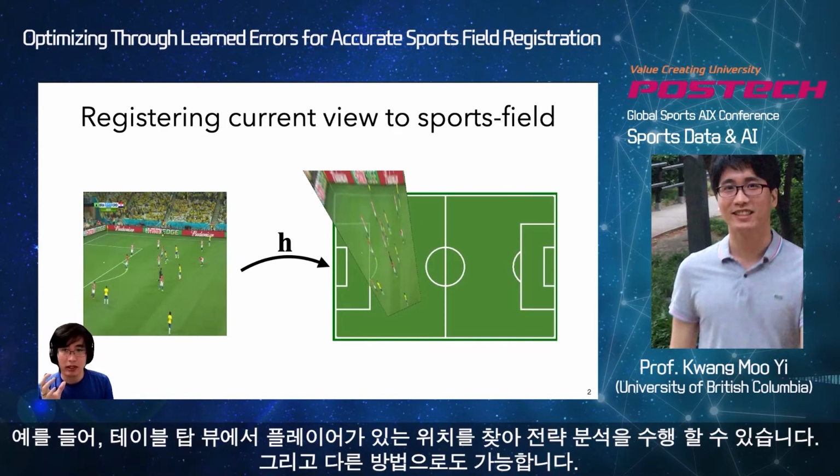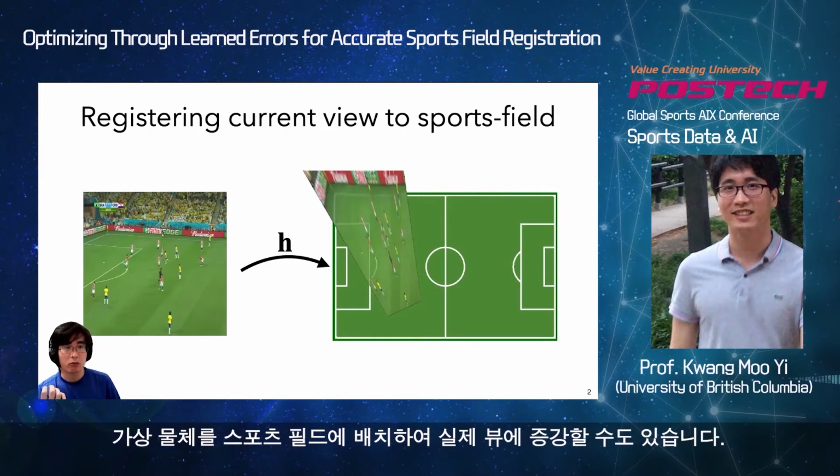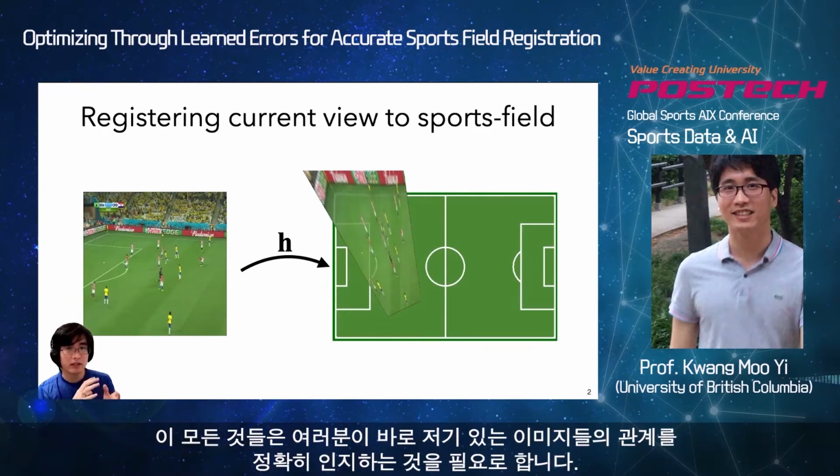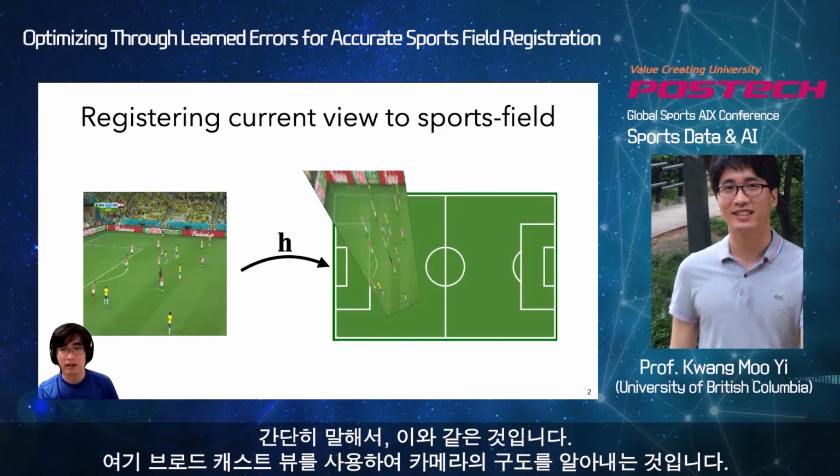For example, we could locate where the players are on top of a tabletop view so that we could do some strategic analysis. And we could also do the other way around, where we place some virtual objects on the sports field that are now going to be augmented into the actual live view. All these require you to precisely know the relationship between the images right over there.